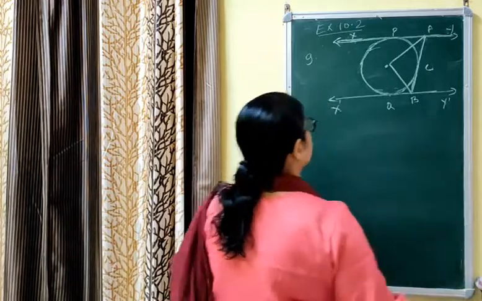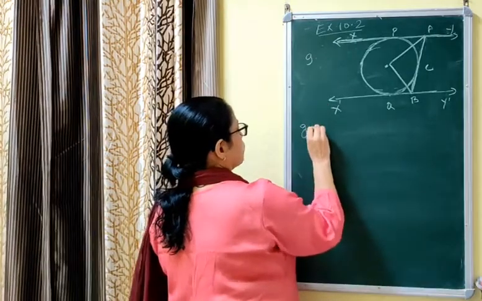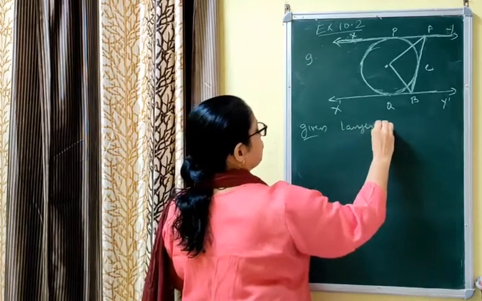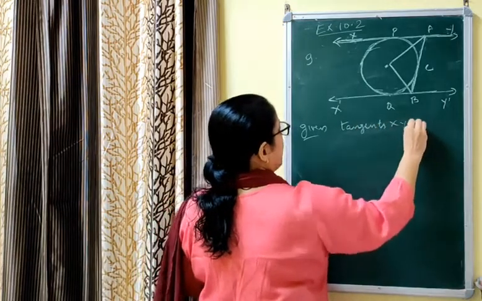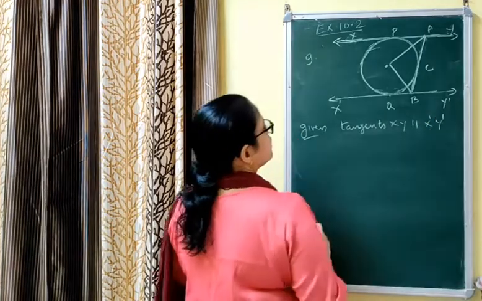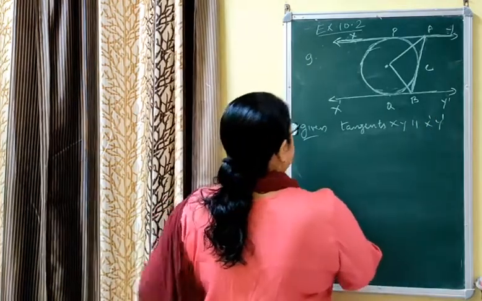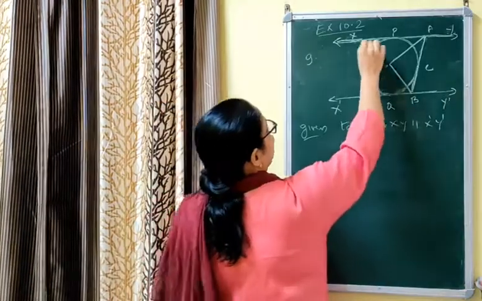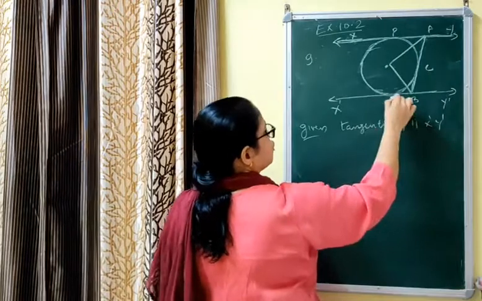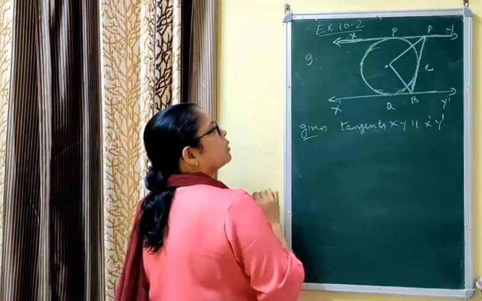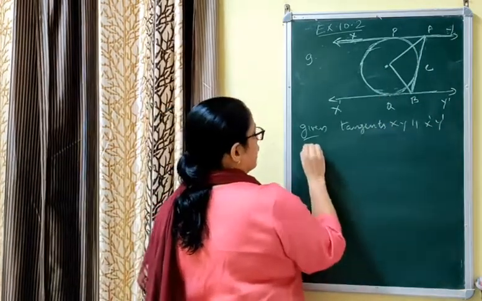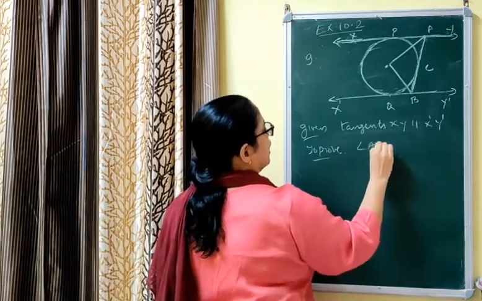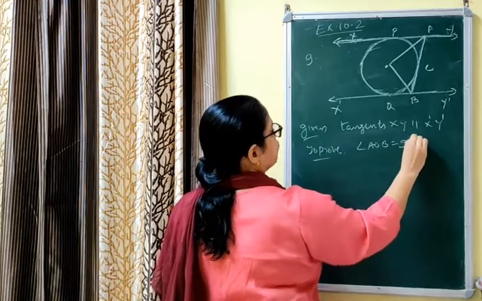Now you are given that the tangents XY is parallel to X dash Y dash, and P and Q are the points of contact of XY and X dash Y dash to the given circle. And what do you have to prove? You have to prove that angle AOB is equal to 90 degrees.